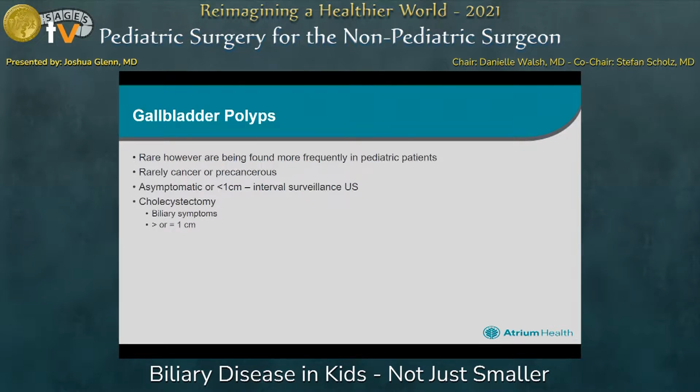Gallbladder polyps are rare in the pediatric population, however, are more frequently identified. Rarely do they present as a malignant process. Asymptomatic patients can safely be observed with routine ultrasonography for polyps less than 1 centimeter. Recommendation for cholecystectomy includes polyps greater than or equal to 1 centimeter and symptomatic patients.